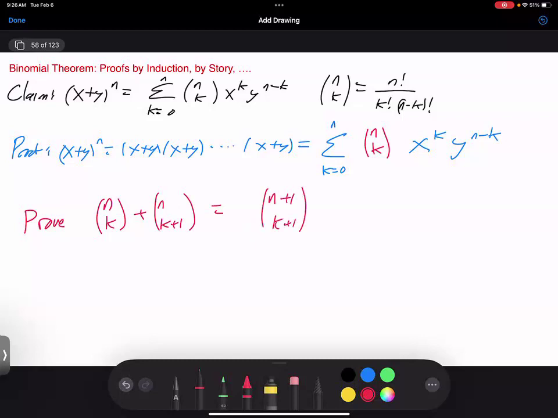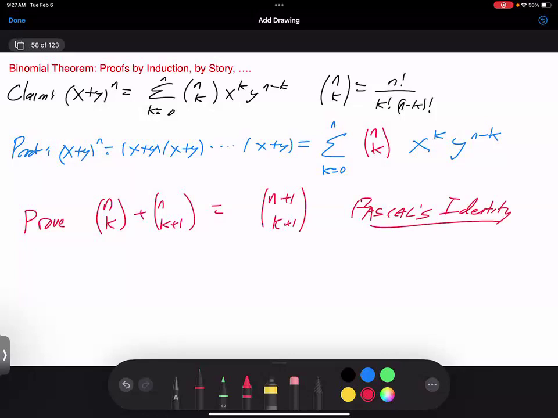So this is the Pascal identity. This is what we want to do. We want to prove that n choose k plus n choose k plus 1 is n plus 1 choose k plus 1. That's basically that your number above to the left plus your number above to the right equals your number.